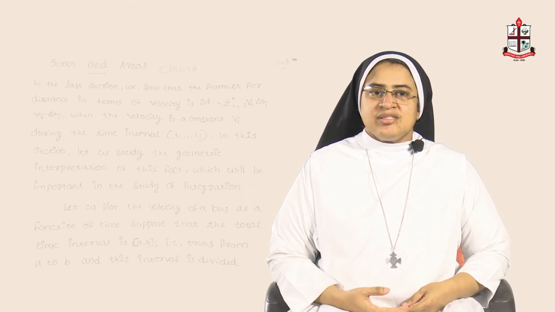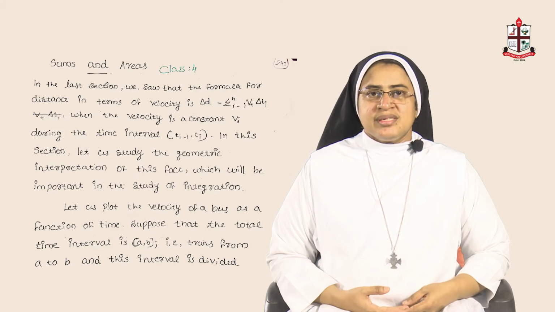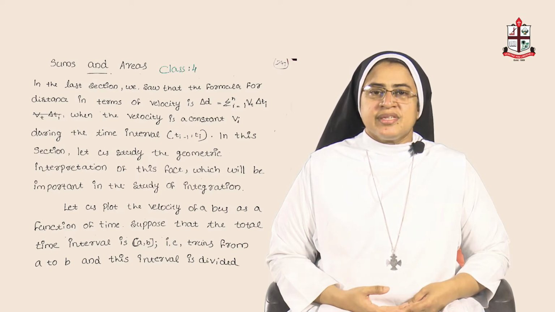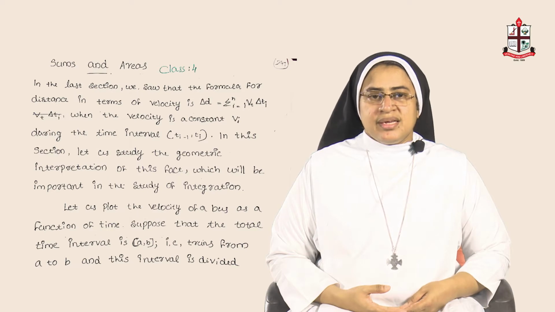Dear friends, today we are seeing about sums and areas. In the last section, we saw the formula for distance in terms of velocity, that is delta d is equal to sigma i equals 1 to n V_i into delta T_i. That is, when the velocity is a constant V_i and the time interval is delta T_i, that is during the time interval T_{i-1} to T_i. In this section, let us study the geometric interpretation of this fact, which is important in the study of integration.